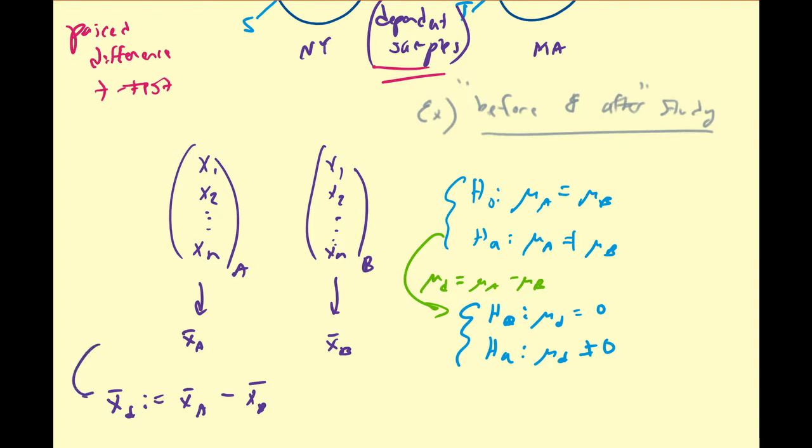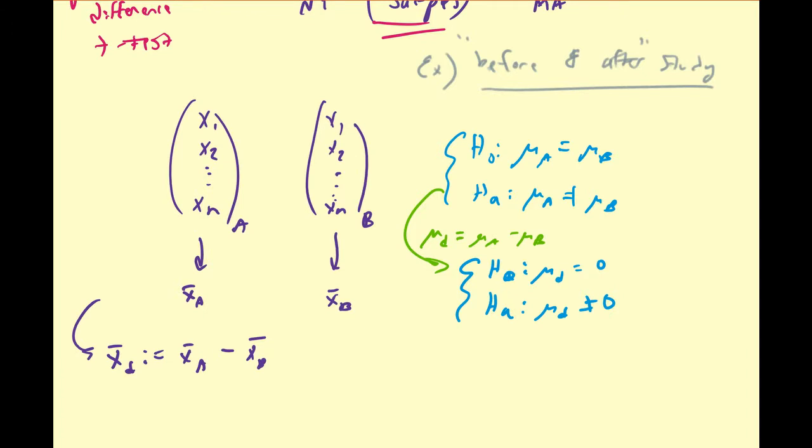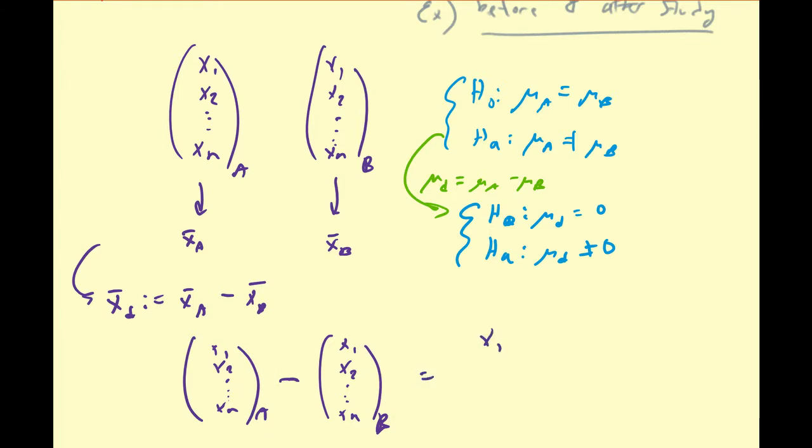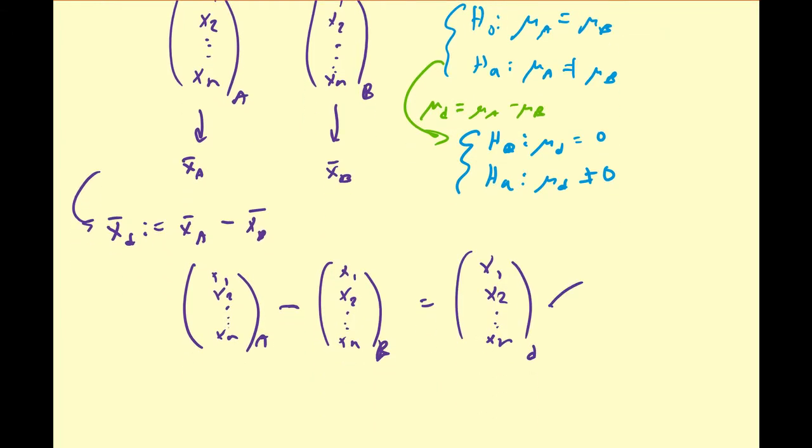So that's what we would get here. Okay, so once we calculate the x bar a, x bar b, what else can we do? We can also take these values, x1, x2, all the way down to xn of a. We can also calculate x1, x2 down to xn of b. And we can subtract these two vectors from one another. So once we do that, we're going to have another set of values, x1, x2 down to xn, and this is going to be equal to d. So these are a bunch of differences.